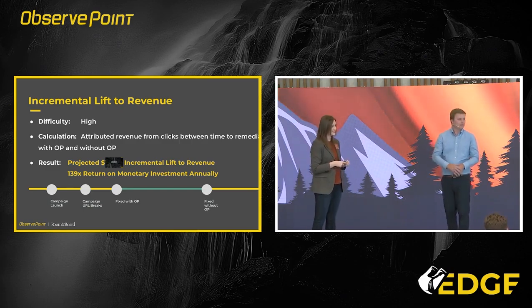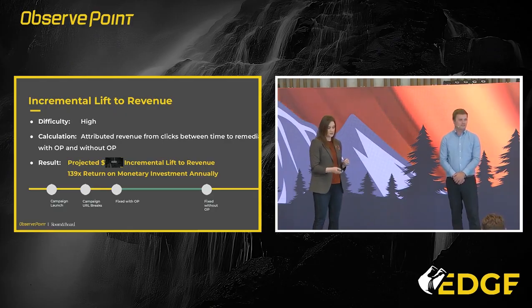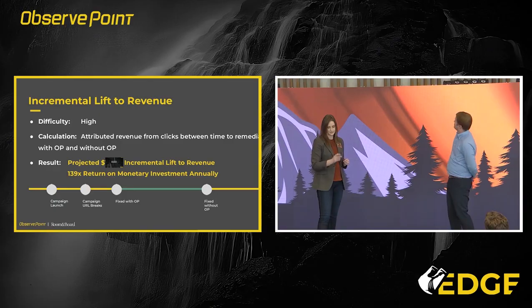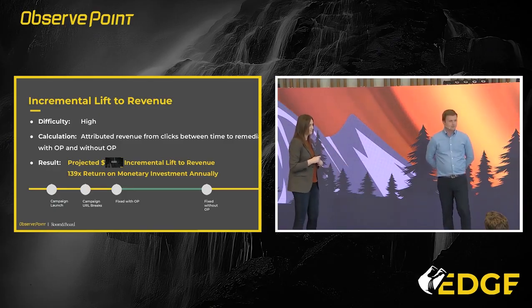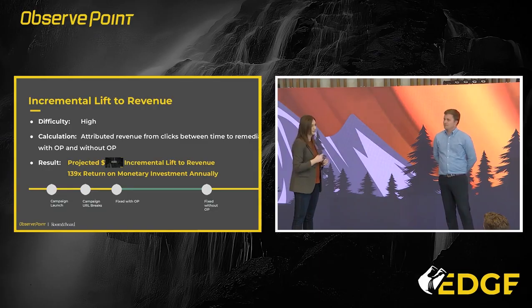Yeah, on incremental with the revenue, the last one you mentioned, also the last two. Fixed with OV and fixed without OV. Obviously, you need to have a baseline. You're establishing that against some sort of average of how long it took to fix it before you had OP in place versus now that you have it.